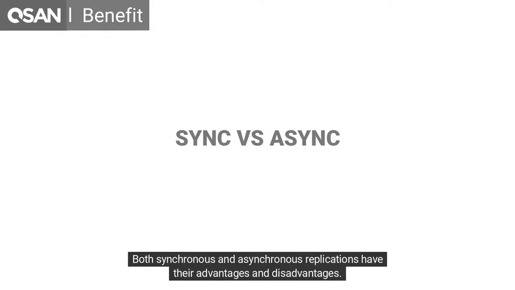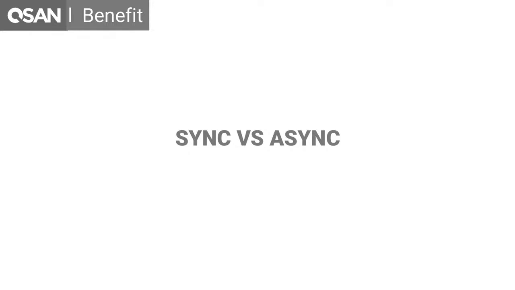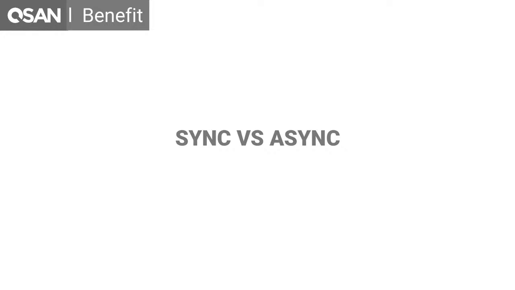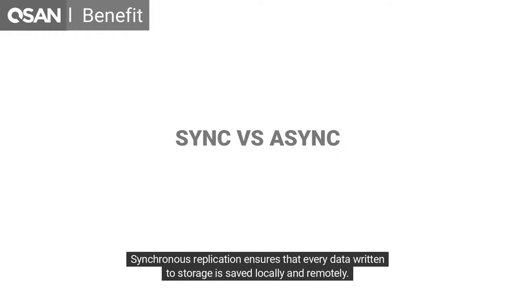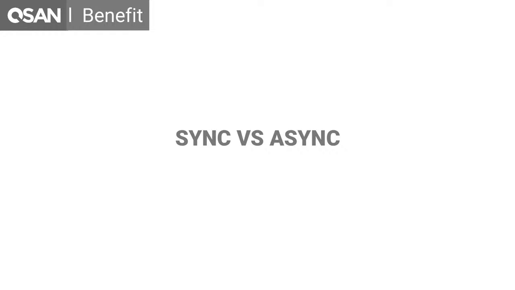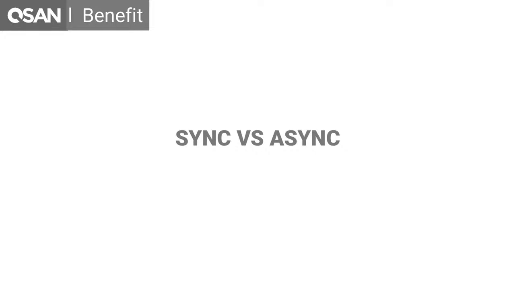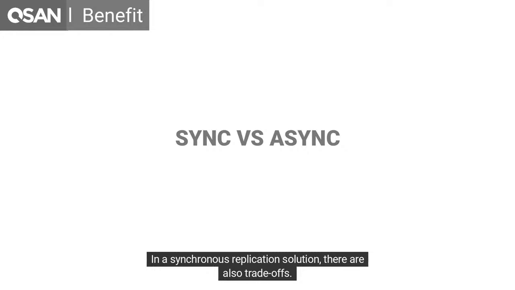Both synchronous and asynchronous replications have their advantages and disadvantages. Before choosing a backup method, you must understand the risks of disaster recovery. Synchronous replication ensures that every piece of data written to storage is saved locally and remotely. This can ensure zero data loss in the event of a disaster. So RPO is zero.